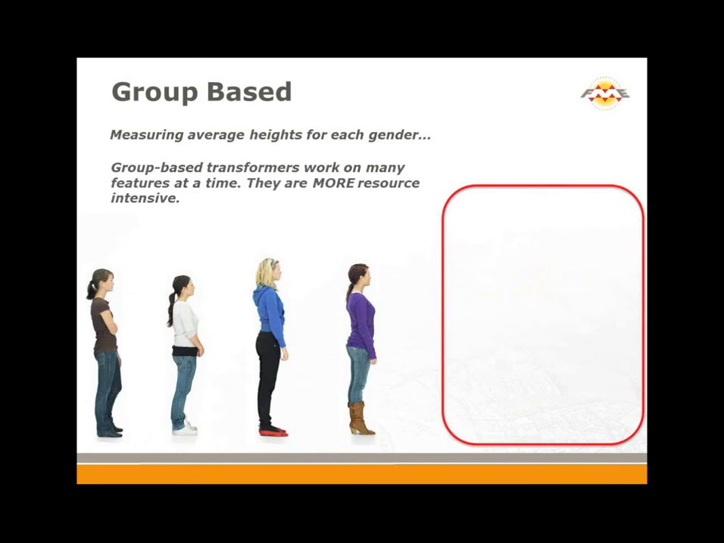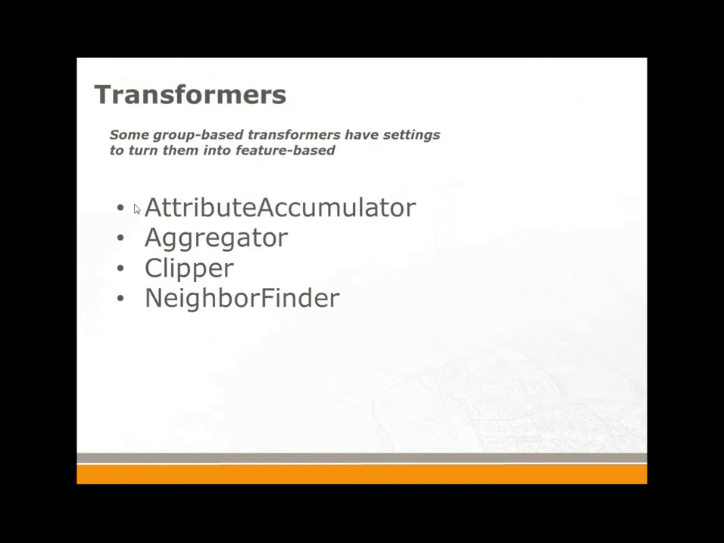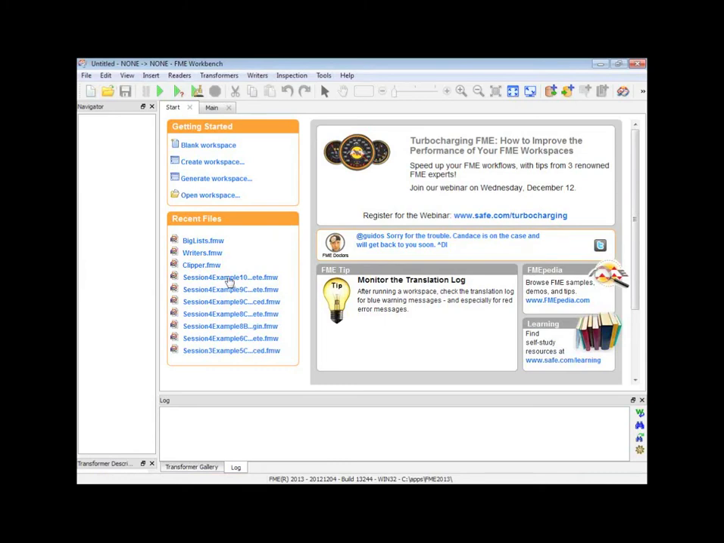So group-based transformers work on many features at a time, and they're more resource intensive. So that's one of the things that we have to look at and try and figure out what to do about. Now, what do I mean by a group-based transformer? Well, let's just have a quick look at an example.